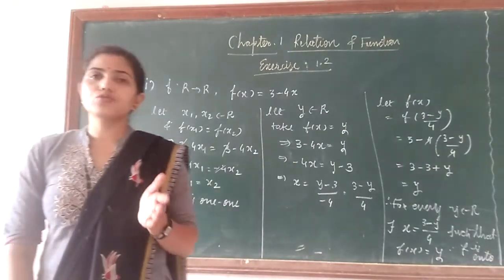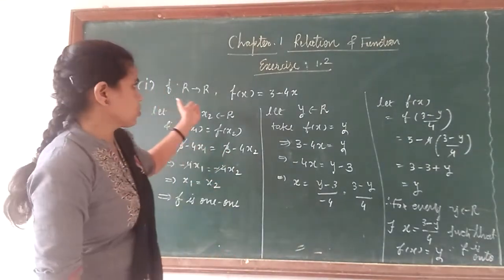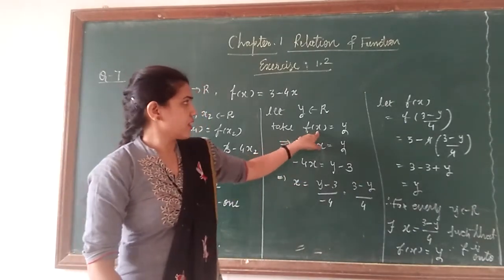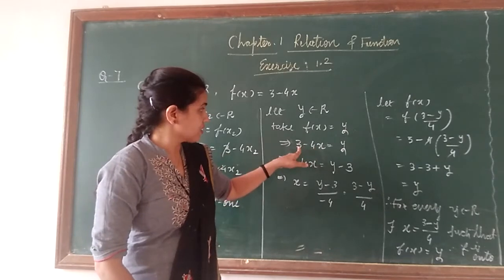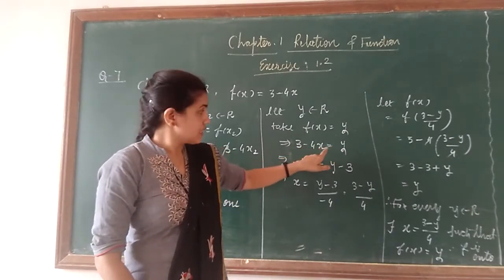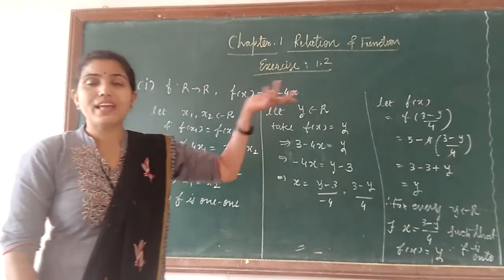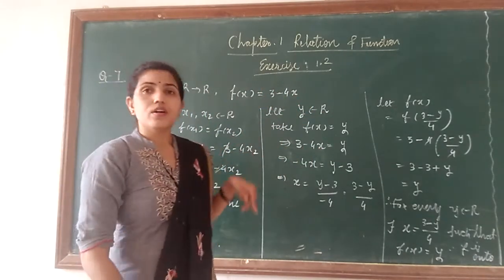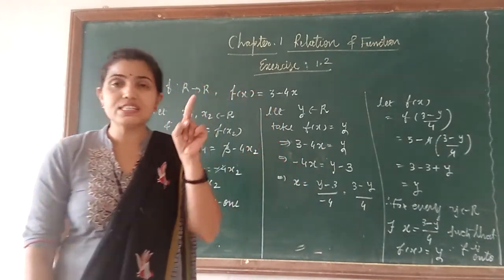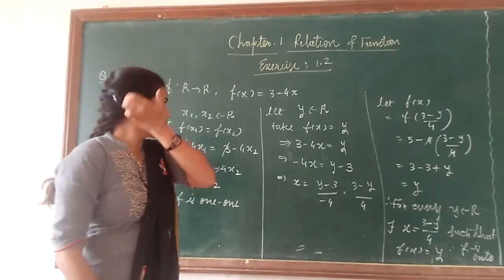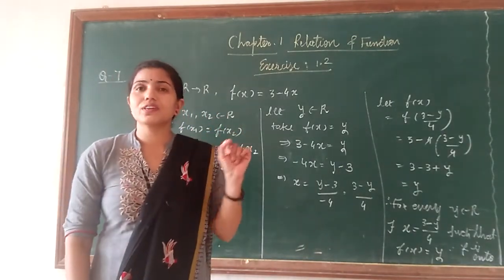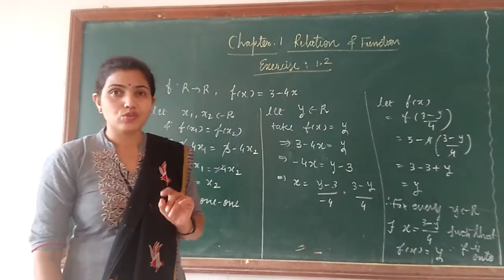When we are proving the onto, you can find out the range of the function. Here you can find the range: f of x is equal to y, that is 3 minus 4x is equal to y. That means for every x belongs to R, you will get some different image y, and that means the whole thing belongs to R. Therefore your range is the whole set R, the real numbers, and therefore you can write down that the range of f is equal to R, and therefore f is onto.